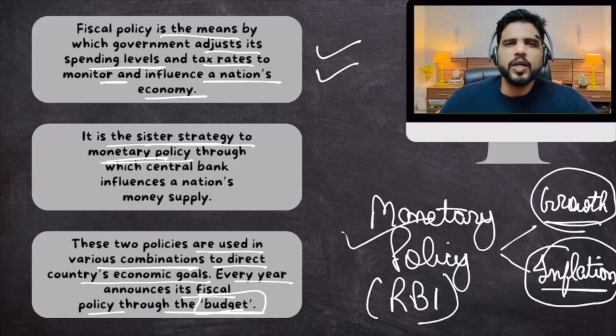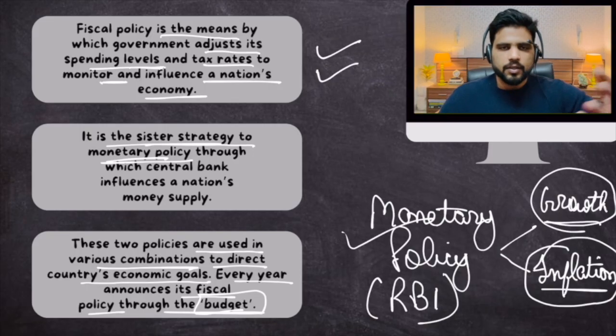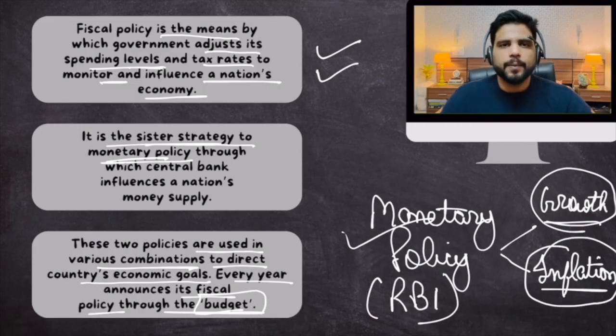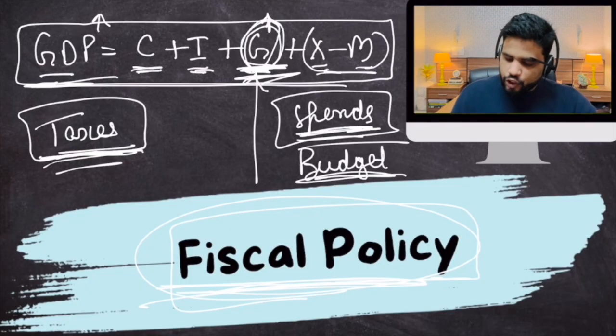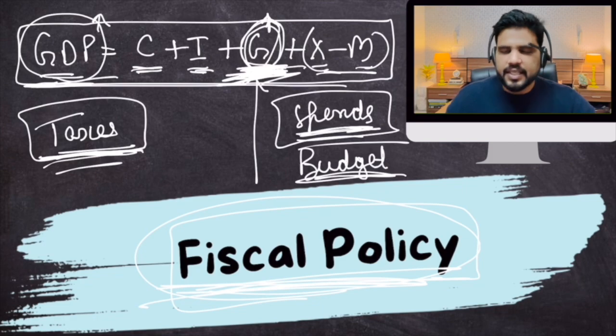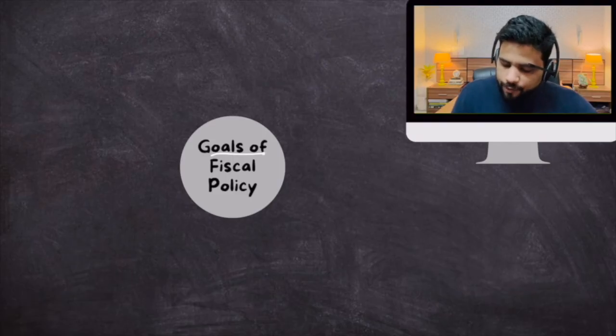So fiscal policy is nothing but a policy of government's receipts, the money that government receives, and government spending, expenditure. And this is nothing but government budget. All right? And we have discussed this, that G over here is a very important driver of GDP, and G is nothing but fiscal policy. All right? Okay. Now we'll talk about goals of fiscal policy.